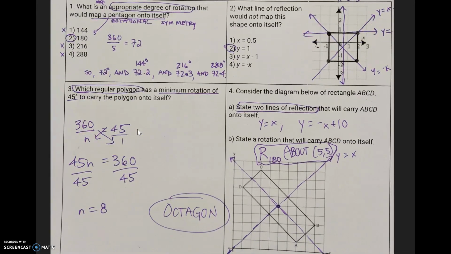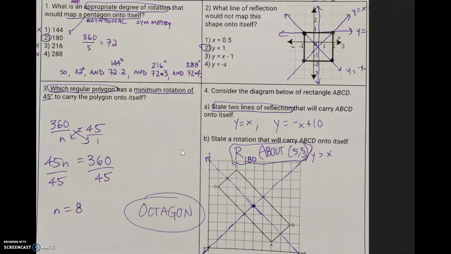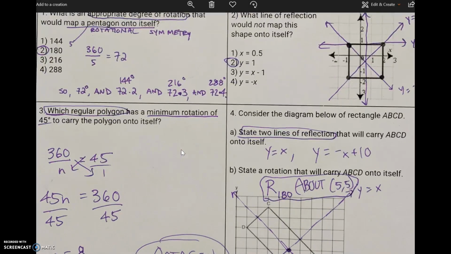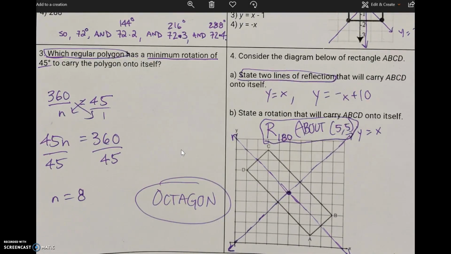For question 3, which regular polygon has a minimum rotation of 45 degrees? We did an example like this in class. I know that 360 over n is going to give me the minimum degree of rotation for rotational symmetry. 360 over n is equal to 45. We don't know n because we don't know which regular polygon it is. Many students solved for n equals 8, but did not state that it was an octagon. Because it says which regular polygon, you must state it's an octagon. It could be a nonagon, it could be a decagon, it could be a triangle, but you have to name the shape.